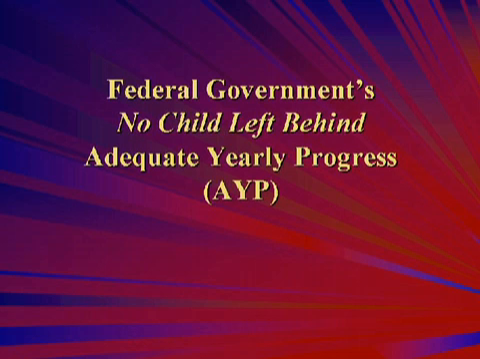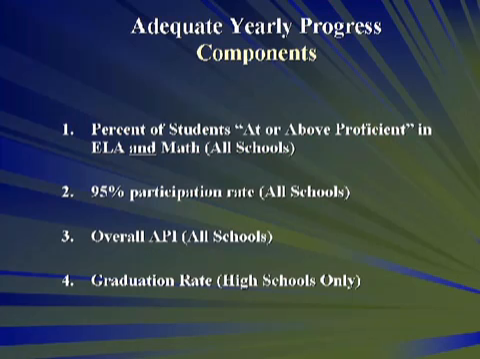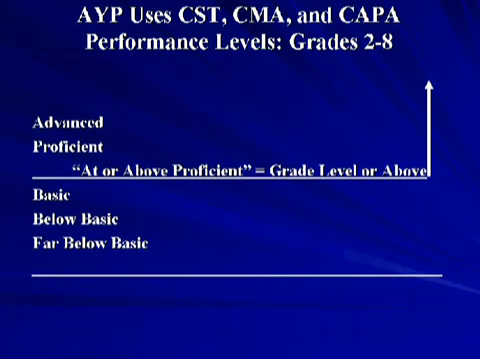Okay, so now that was all state. Now we're going into the federal No Child Left Behind with adequate yearly progress. That's one part of the No Child Left Behind provision. It's an accountability measure. Going to the next slide, there's actually 4 components to that. One is the target to have at or above proficient in English language arts and mathematics. There's a participation, which just means kids are taking the test. The next is an overall API, and the one after that is a graduation rate for high schools.